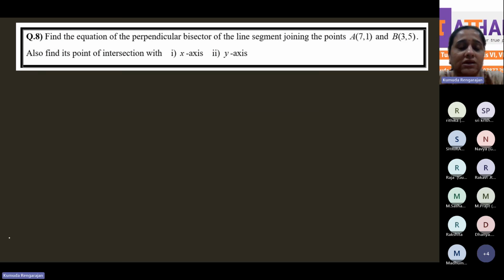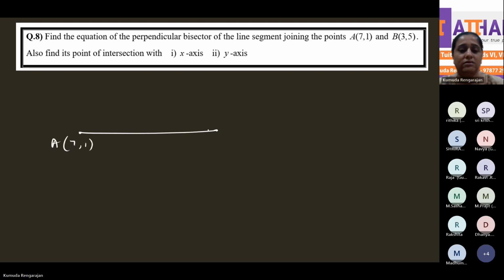Now, find the equation of the perpendicular bisector of the line segment joining the points A and B. Also find its point of intersection with the x-axis and the y-axis. So the 2 points given here are A and B. Please listen, don't write. So we have the line segment AB. We know the address of A and B. Now we have to take up the perpendicular bisector of this line segment.